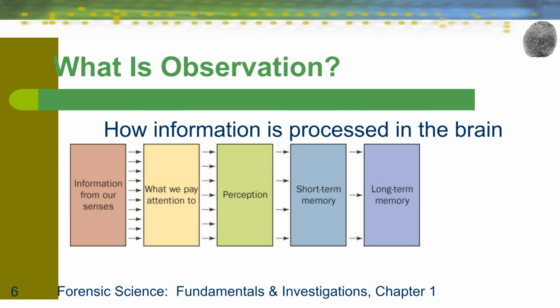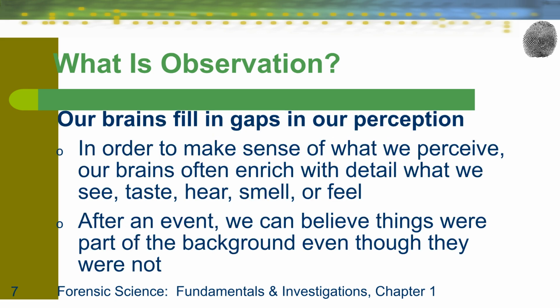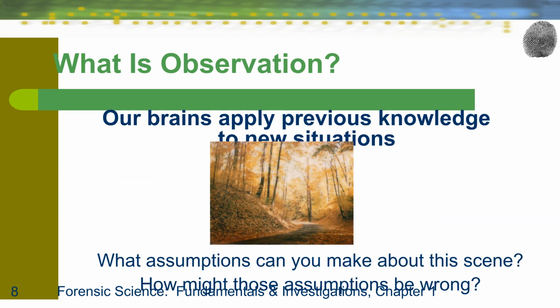This diagram illustrates how information is processed in the brain, moving from our senses to attention, perception, short-term memory, and finally, long-term memory. Our brains often fill in the gaps in our perception to make sense of what we perceive. This can sometimes lead us to believe things were part of the background, even when they were not present. Our brains also apply previous knowledge to new situations. When looking at this scene, what assumptions can you make, and how might those assumptions be wrong?